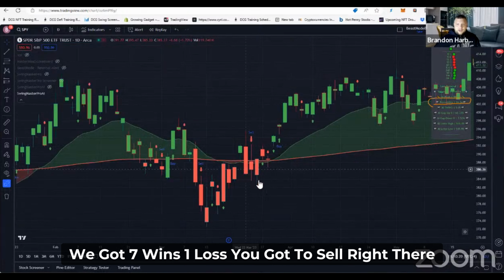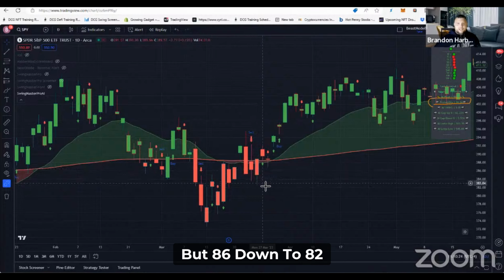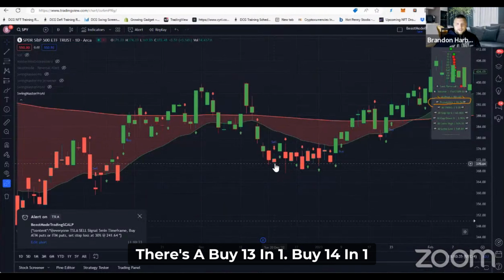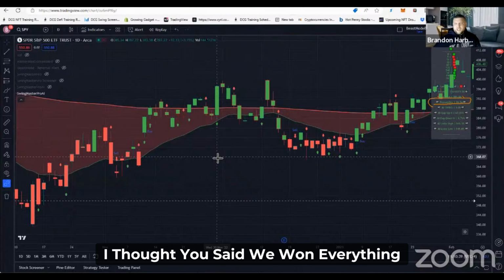You got a sell right there. This doesn't look like a winner, but 86 down to 82. That's a $4 move. There's 9 and 1. There's 10 and 1. There's 11 and 1. This sell. There's 12 and 1. There's a buy. 13 and 1. Buy. 14 and 1. Sell. All right, we got stopped out. 14 and 2. Bummer. I thought you said we win everything.